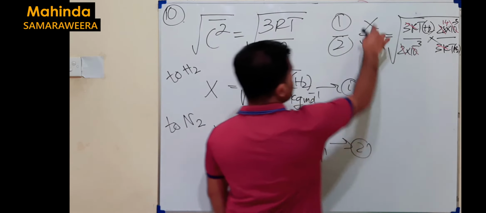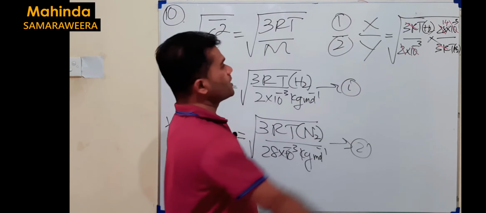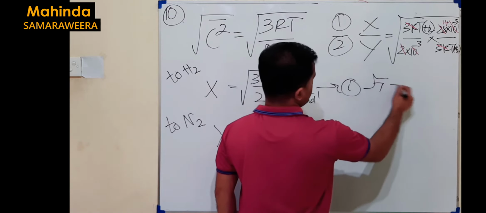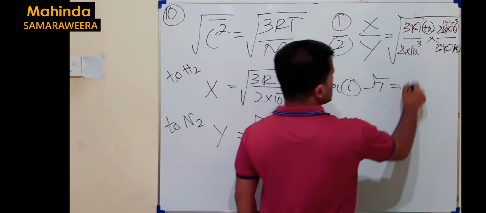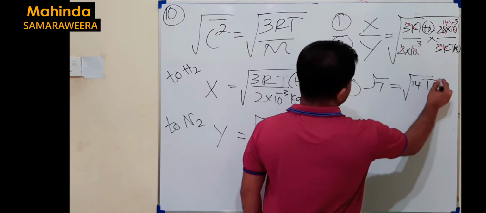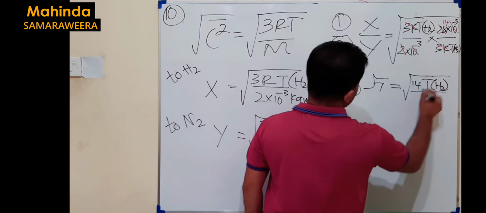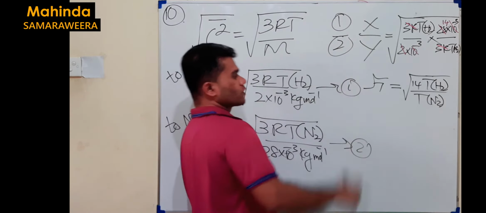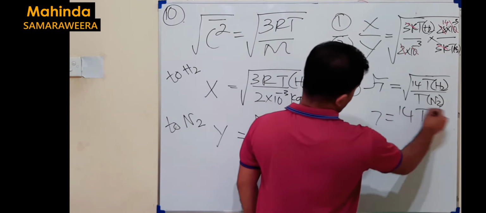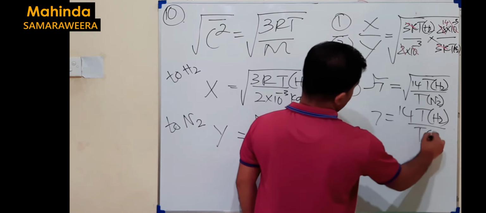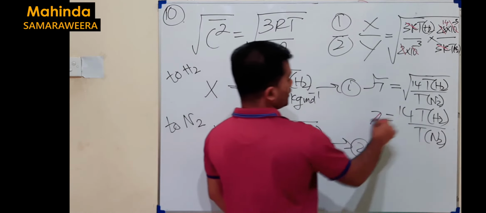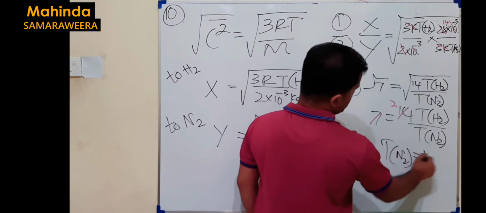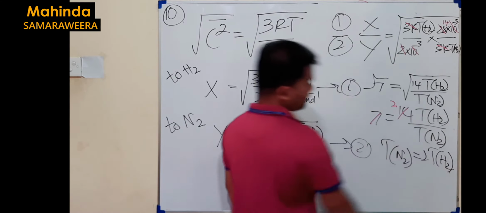Then what do we get here? x divided by y: the root mean square speed of hydrogen is root 7 times that of nitrogen. That means root 7 equals root of 14 T_H2 divided by T_N2. That's the expression we have. We can square both sides, so 7 equals 14 T_H2 divided by T_N2. 7 and 14 cancel, leaving a 2. So T_N2 equals 2 times T_H2.